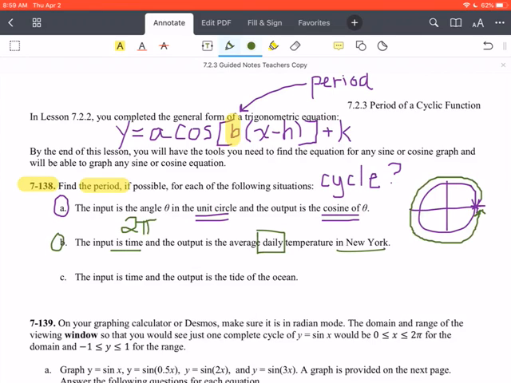On B, it says the input is time, and the output is average daily temperature in New York. If we want to describe an entire cycle of time with the daily temperatures, we're thinking about how many days we need to track. Well, the length of one cycle would be a year. We need to know what the temperature was on average each day. So 365 days make up a period in terms of this scenario.